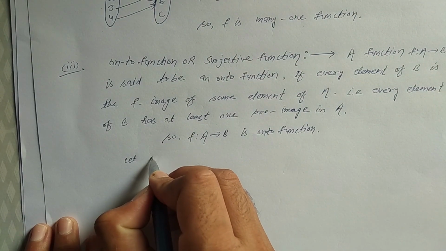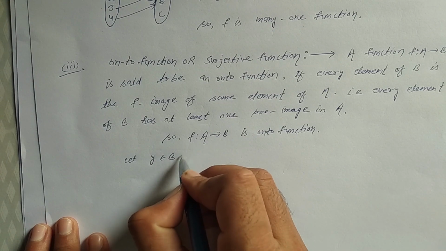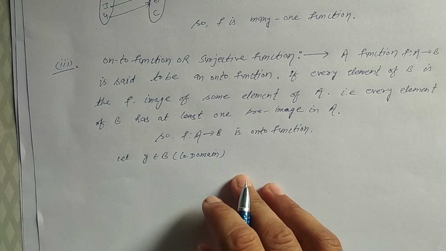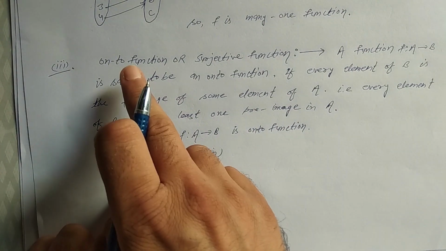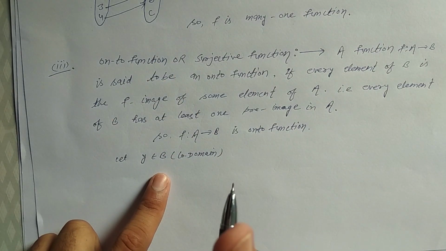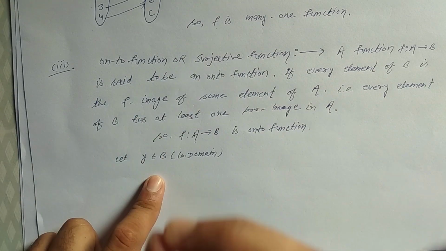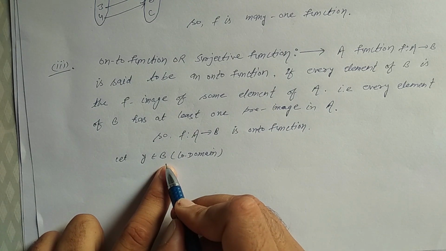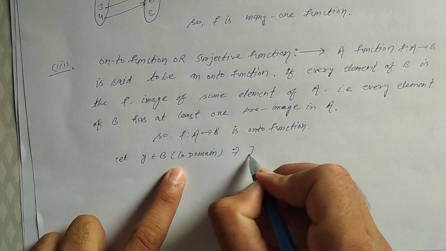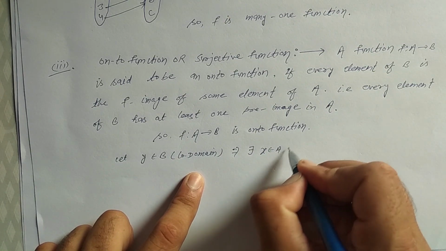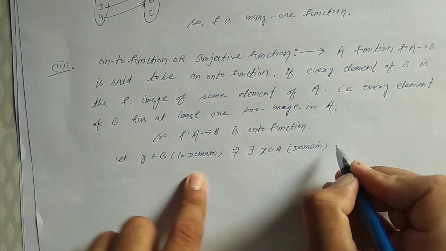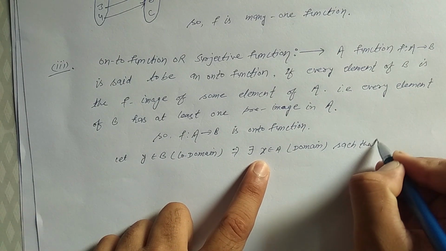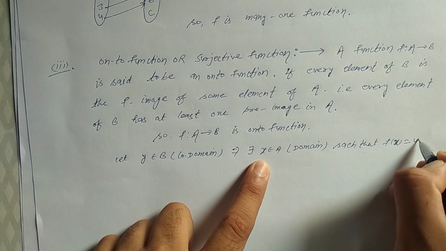Let y belong to B, the codomain. It means in an onto function we consider one component from codomain B. y belongs to B implies there exists x belonging to A, the domain, under the operation of the function f, such that f(x) is equal to y.